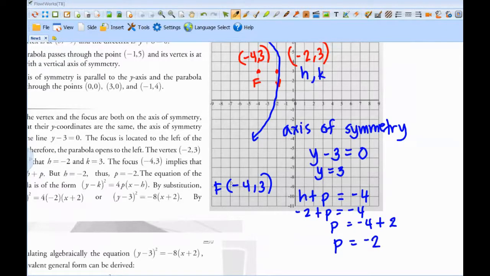Okay? So we have now our p value, we have our h, and we have k. We can substitute now to our formula of the equation. So let us substitute now.